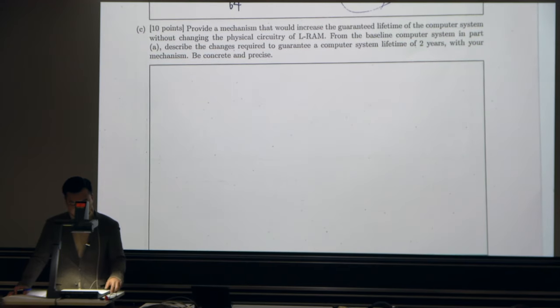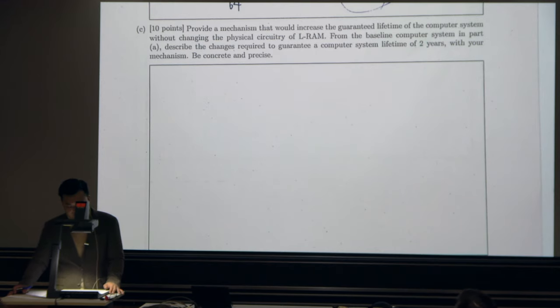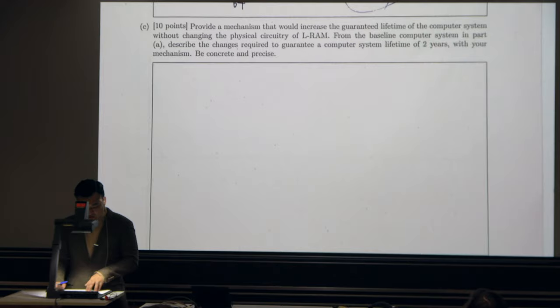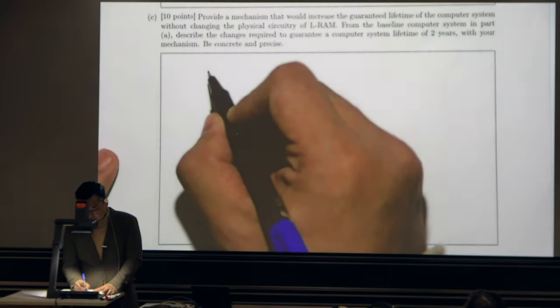Okay, the final question is: provide a mechanism that would increase the guaranteed lifetime of the computer system without changing the physical circuitry of LM. From the baseline computer system in part A, describe the changes required to guarantee a computer system lifetime over 2 years with your mechanism.